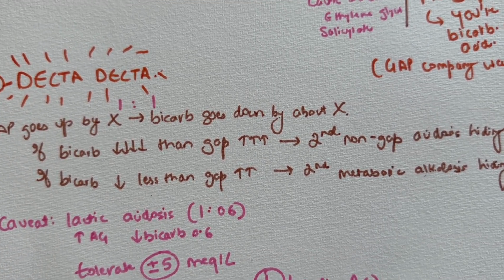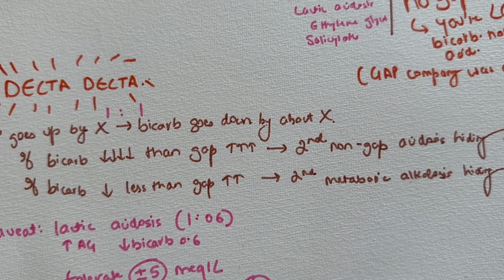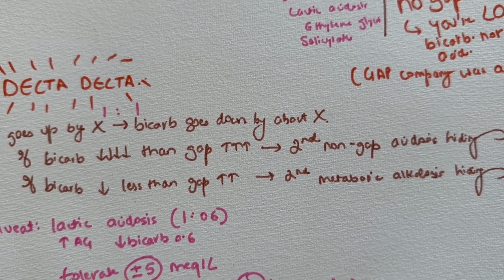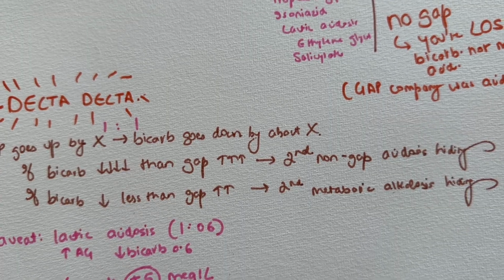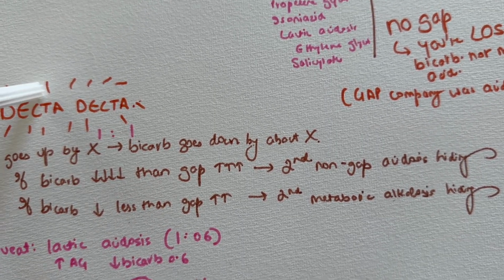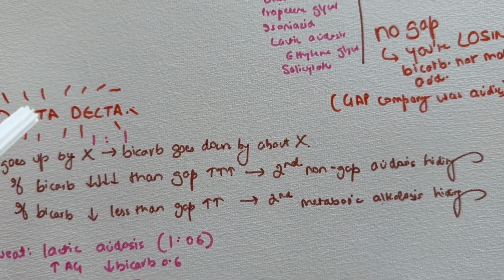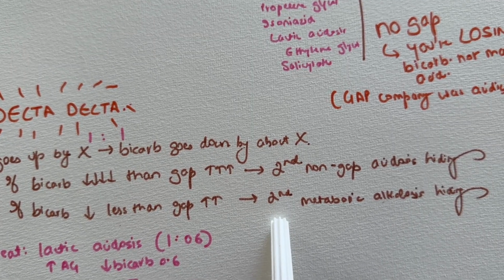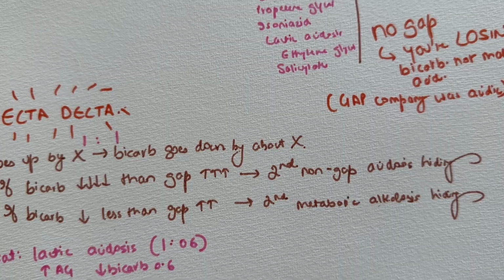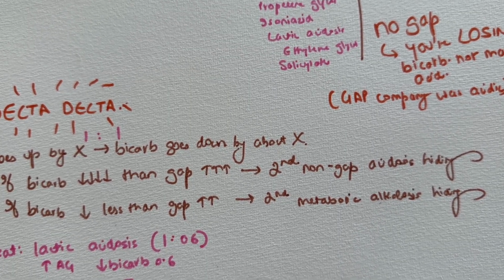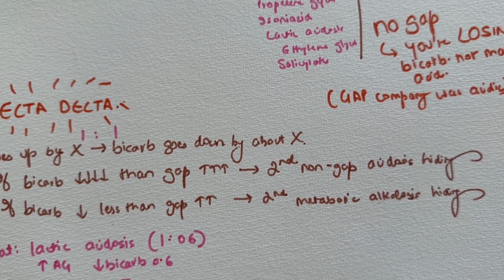There are some caveats, like lactic acidosis, for example. In lactic acidosis specifically, the 1-to-1 ratio doesn't really work, because the expected ratio is closer to 0.6. That means for every 10 mEq rise in anion gap, the bicarb falls only about 6, likely because the kidneys don't really clear the lactate as compared to the keto anions. In ketoacidosis, the ratio is closer to 1-to-1.